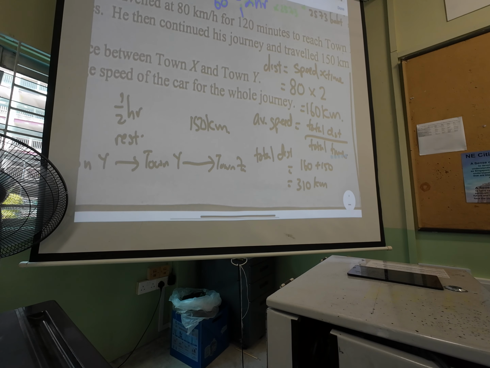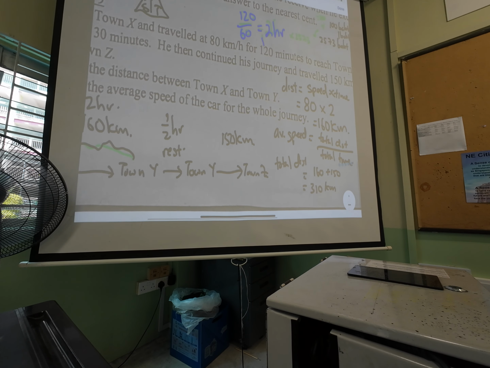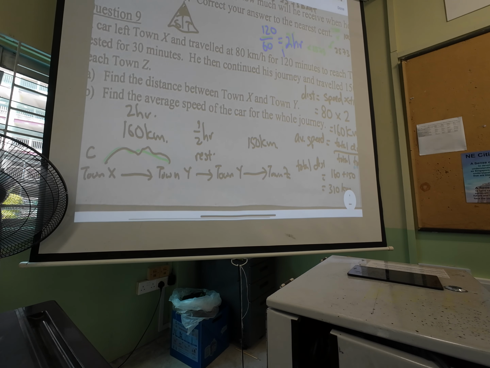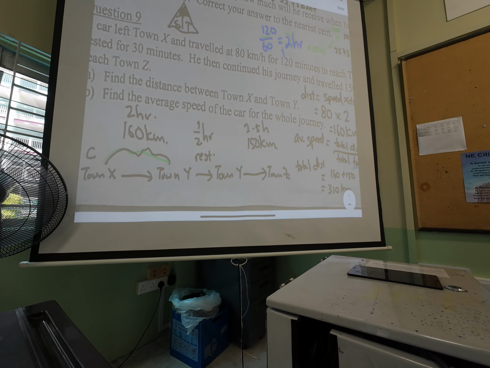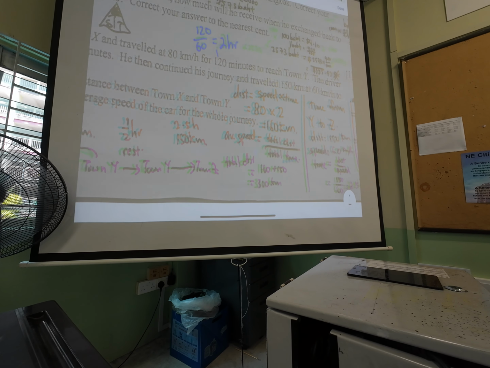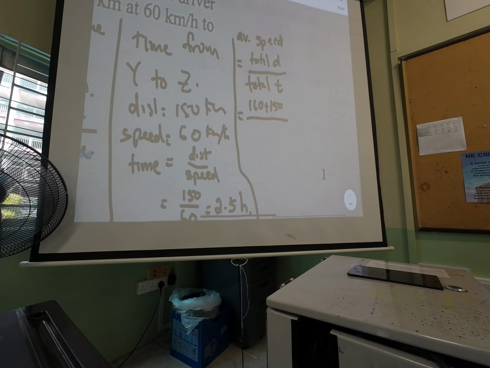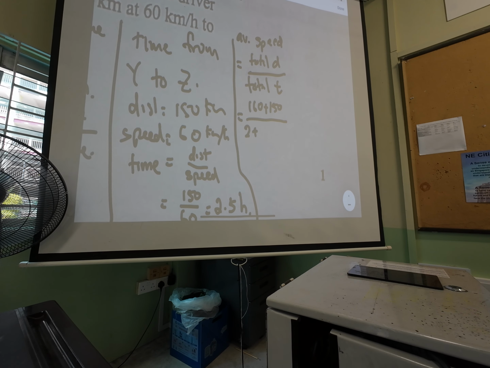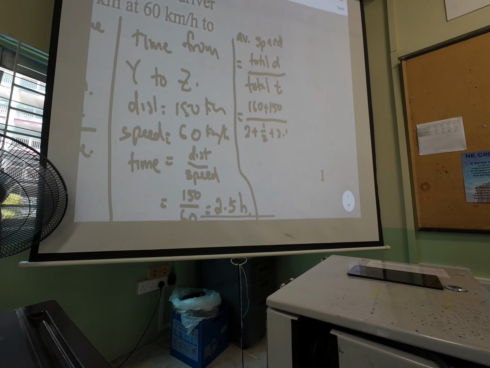Total time, if we go back to the schematic that I drew to help myself. First part, 2 hours. Rest, half hour. Last part, I found 2.5 hours. So all together, these 3 portions add up. The total time is 2 plus half plus 2.5.